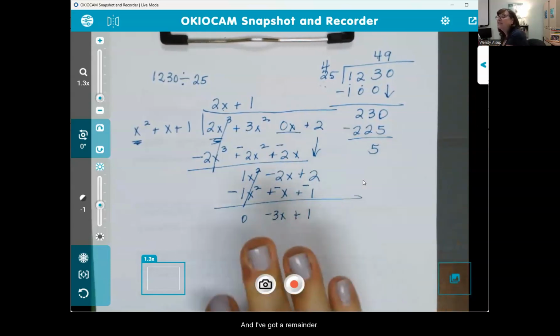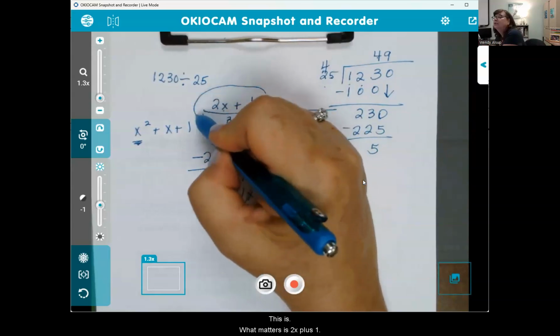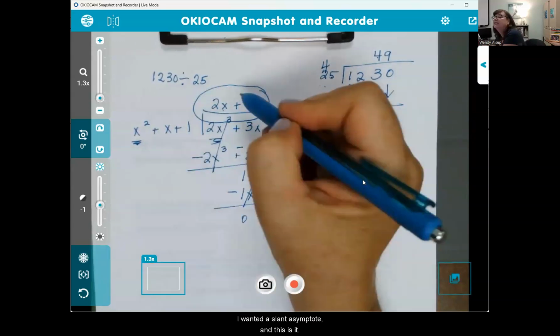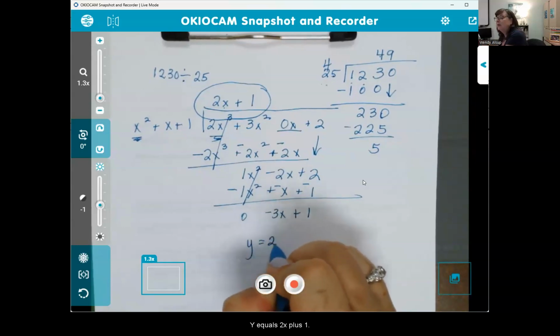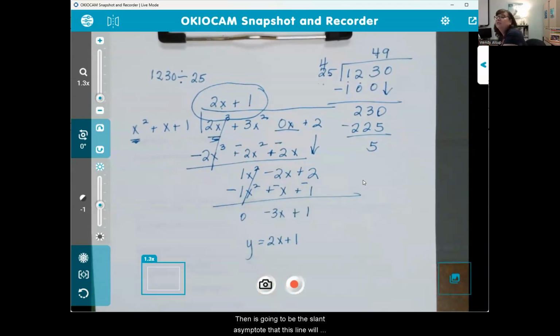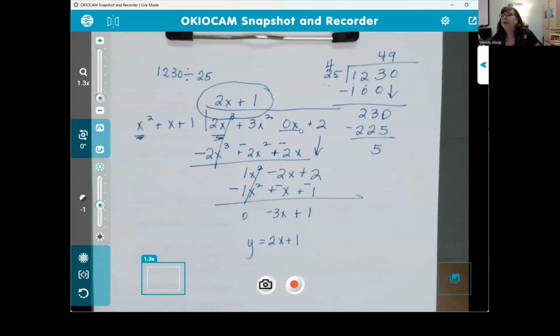And I've got a remainder, but that doesn't matter. This is what matters. This 2x plus 1. I wanted a slant asymptote, and this is it. Y equals 2x plus 1 then is going to be the slant asymptote that this line will get infinitely closer to. Okay?